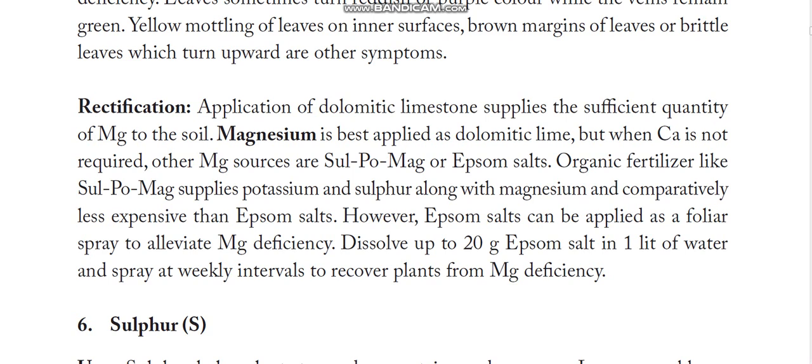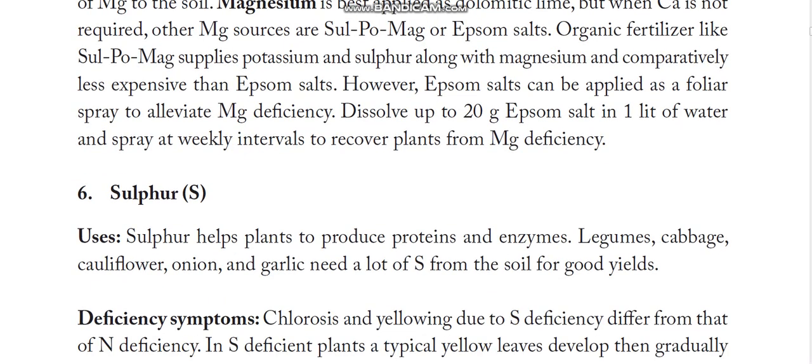Sulphomag means sulphur, potassium, and magnesium. Organic fertilizers like sulphomag supply potassium and sulphur along with magnesium, and are comparatively less expensive than Epsom salts. Anyhow, magnesium is not an expensive nutrient. Epsom salts are cheap, and sulphomag is also cheap. Epsom salts can also be used as foliar sprays. For spraying, dissolve up to 20 grams of Epsom salt in 1 liter of water and spray at weekly intervals.